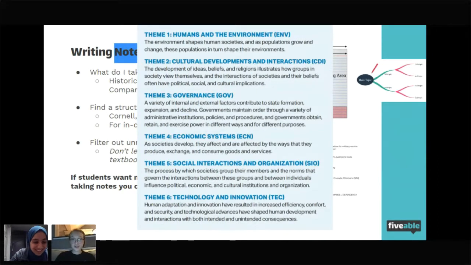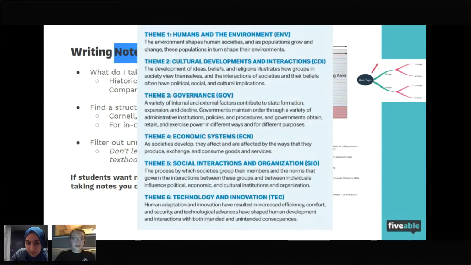So the first question is, what should I take notes on? Now, number 1 thing I would say is historical themes, and how convenient that's right in the middle of the screen. So theme 1 is humans and the environment, and that's basically covering how humans shape the environment and how environments shape humans. The second theme is cultural developments and interactions. So this could be how different religions have interacted, how different groups have interacted, how the meshing of ideas has caused new different ideas.